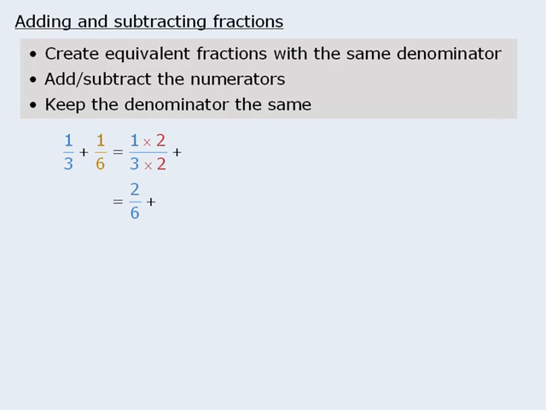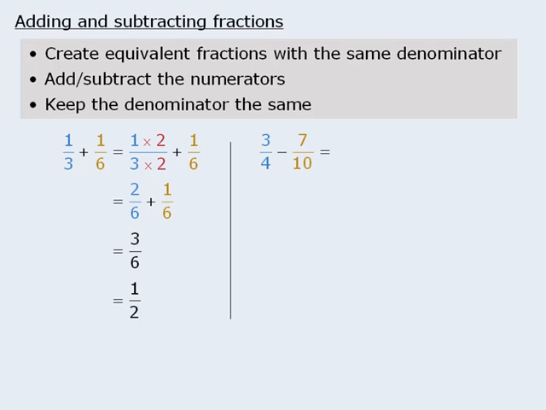The other fraction, 1/6, already has a denominator of 6, so it can be left as is and brought down here. Now that both fractions have the same denominator, we can add the numerators to get 3, and we will keep the denominator of 6. At this point, we can simplify the fraction 3/6 by dividing top and bottom by 3 to get 1/2. So 1/3 plus 1/6 is equal to 1/2. Okay, let's try another one.